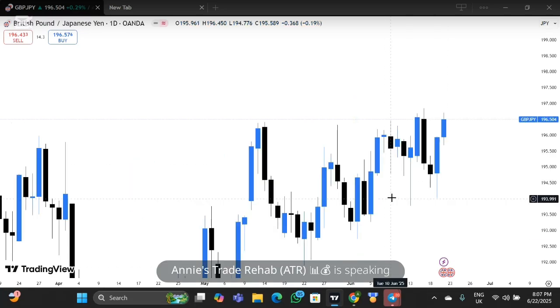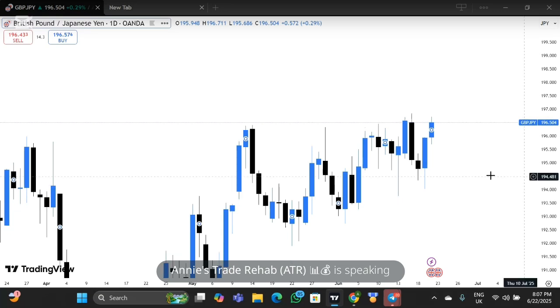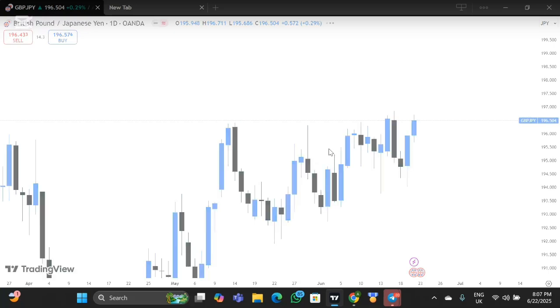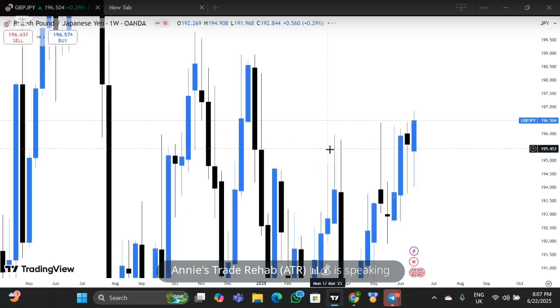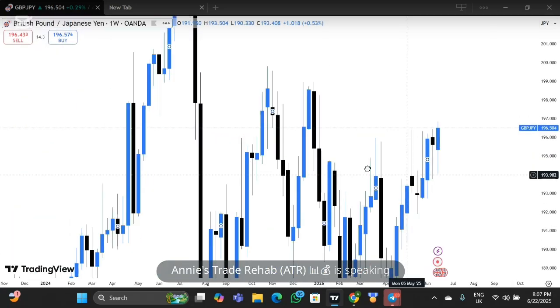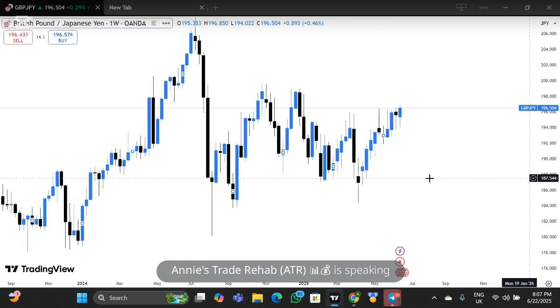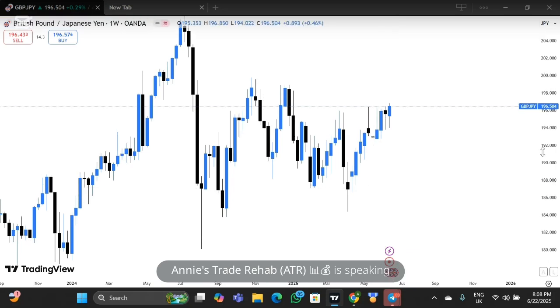So, how I do my analysis, I start from the higher time frame. I normally go to the weekly. What I do in the weekly time frame is just to get key zones that I'm expecting price to go to. So, looking at the weekly time frame, we can see that GBPJPY is in a bullish trend.